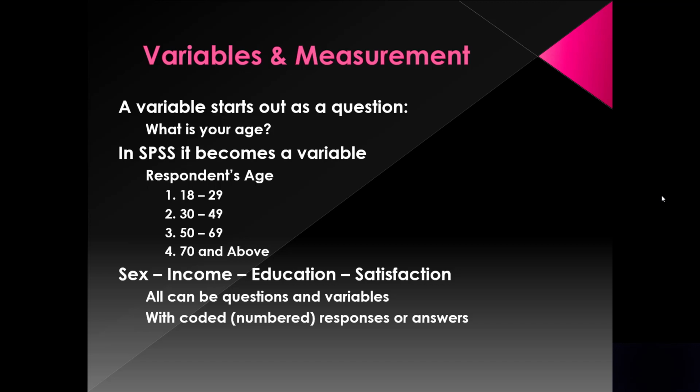Sex, income, education, satisfaction, they can all be variables. They can all be questions on a survey, and they can all be variables in a data set. When they become variables in a data set, they have to have coded or numbered responses or answers.